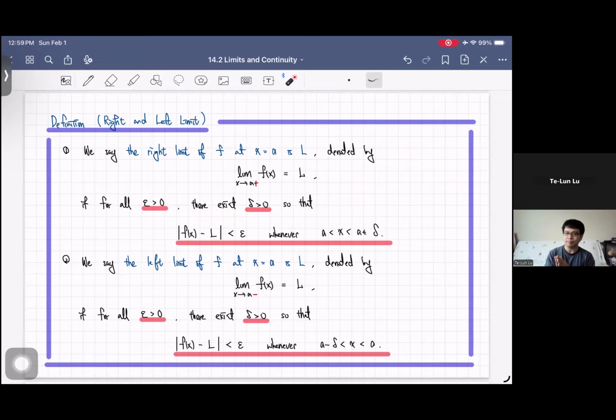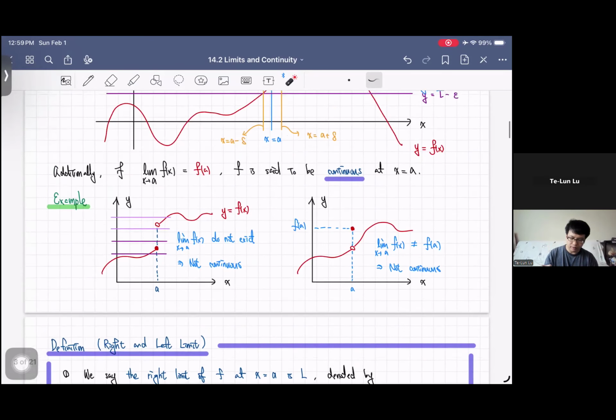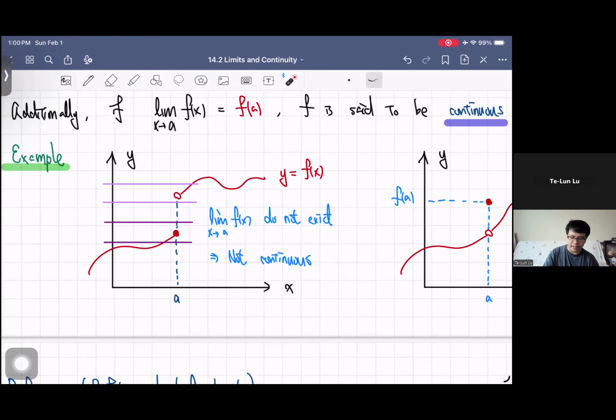Okay? So similarly, the left limit of f at a is saying that whenever x is to the left of a, and x is close to a, then f of x is close to L. Right? So for instance, the left limit of this function at a is this value, and the right limit of this function at a is this value.